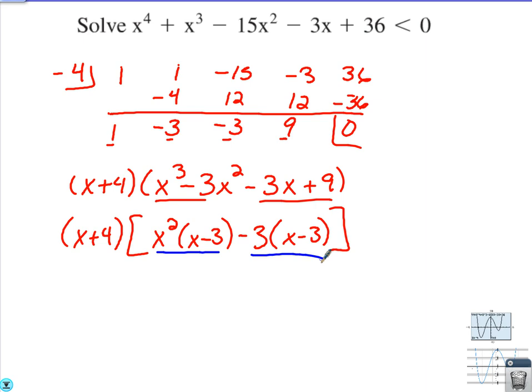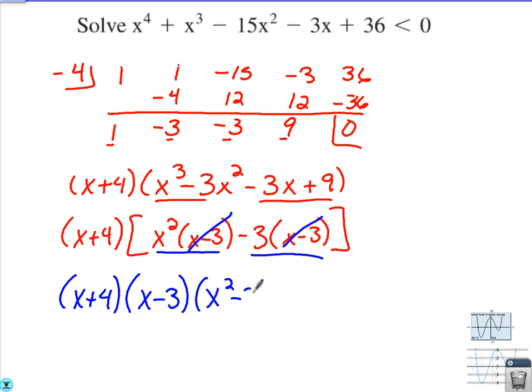In my two terms now, I have x minus 3 in common. So I have x plus 4 times. Pull the x minus 3 out of both of those, and you're left with, anybody? Yeah, pull that out, you're left with x squared minus 3, and that is less than 0.